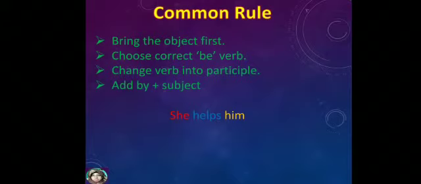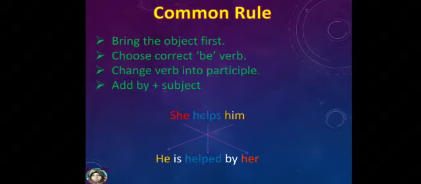Look the sentence. She helps him. Here she is subject, helps is verb's present form and him is object. According to our common rule, him is object, so it will come in first position. She is subject, it will come in last position, and helps is verb and it will turn into participle form. Okay, let's see. So the passive form is he is helped by her.